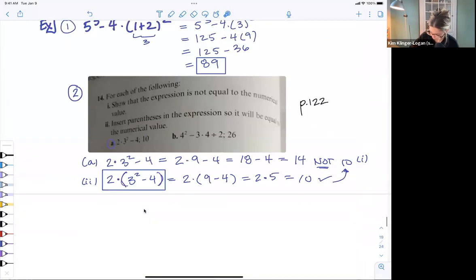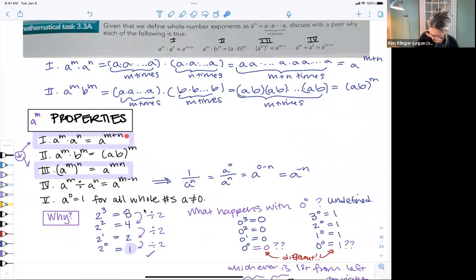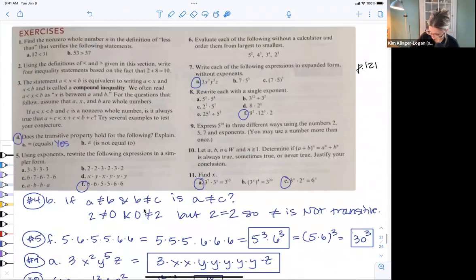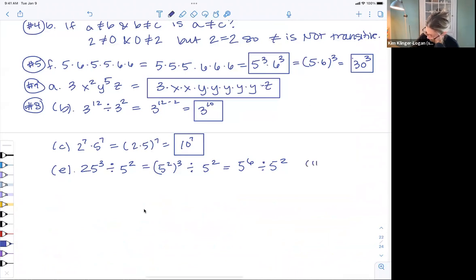Okay, so remember this distinction: I add the two exponents when it's like the base repeated, but I multiply the two exponents if it's something raised to a power and then raised to a power again. So this is rule 3. Okay, now I can finally use that division rule, which says this is 5 to the 6th minus 2, which is 5 to the 4th.